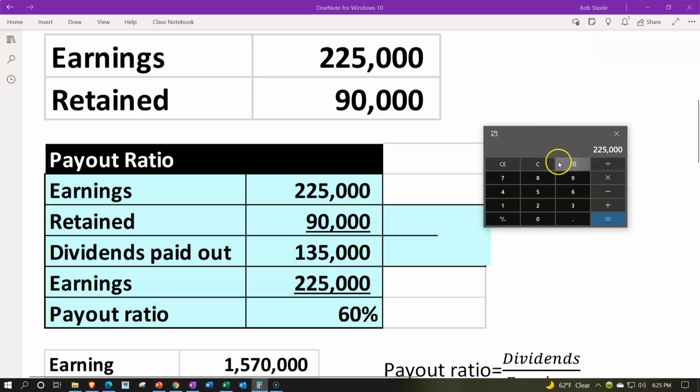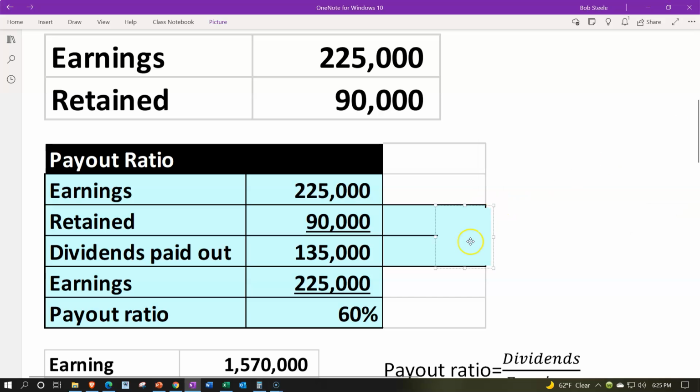I'm sorry, let's start with the top number first, 135,000. 135, and then I'll skip the zeros, 225. That's going to give us our 60%. And we could, of course, see this on this side as well, and we could see the breakout between the retained earnings divided by the 225, giving us the 40-60 breakout of the earnings.